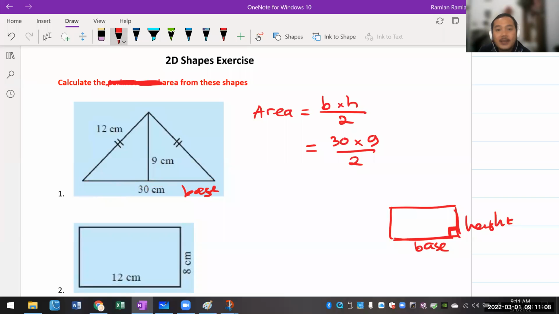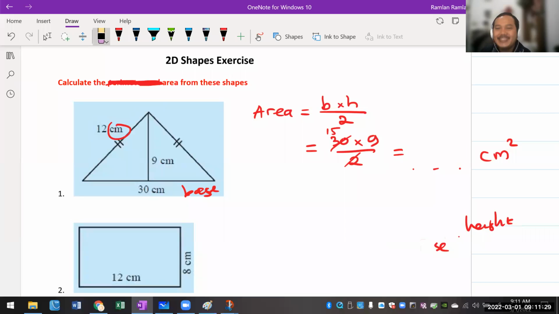So it's 30 times 9 divided by 2. We can just cross this, right? We can cross that, divided by 2, get 15. And then 15 times 9, you can just calculate that manually or using the calculator, and you write down here. And remember, guys, because this is in centimeter, you write down centimeter square. Again, the square, because we're calculating how many squares inside the shape.